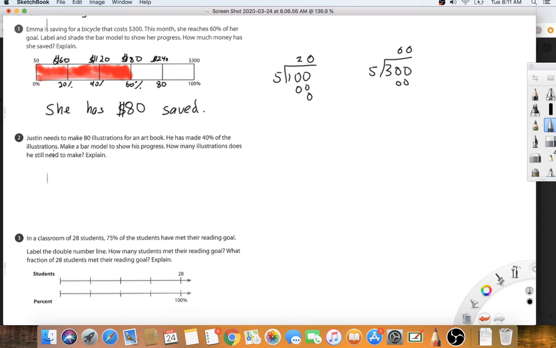Let's go to our next one, number 2. It says Justin needs to make 80 illustrations for an art book. He has made 40% of the illustrations. Make a bar model to show his progress. How many illustrations does he still need to make? Now for this one, he needs to make 80 illustrations for an art book. So if I made it like a double number line, his goal is to make 80 illustrations. 0 illustrations. And if he made 80 illustrations, that would be 100%.